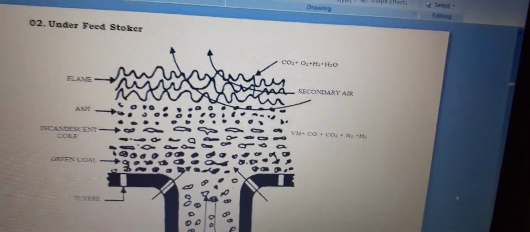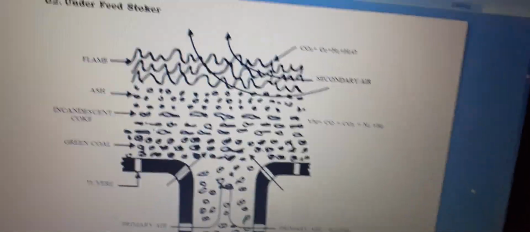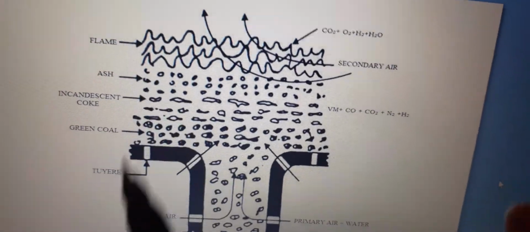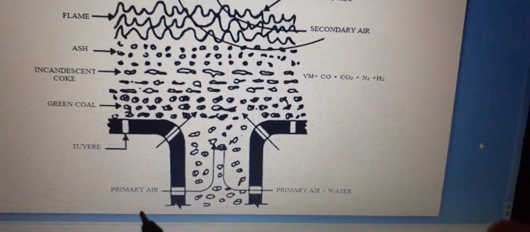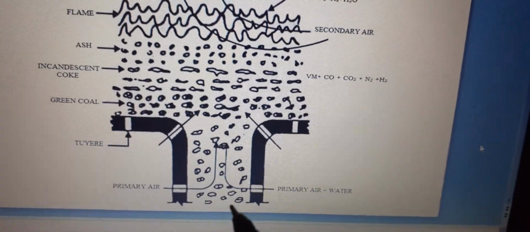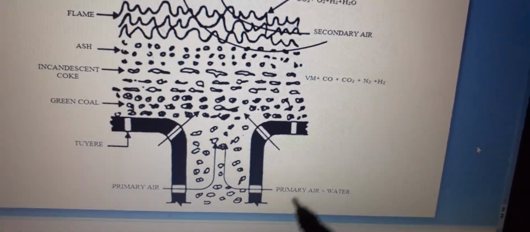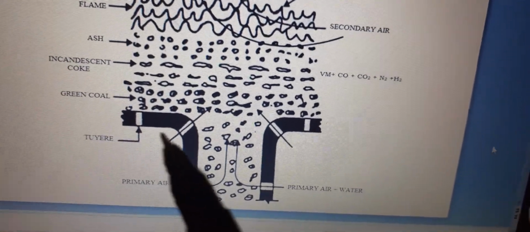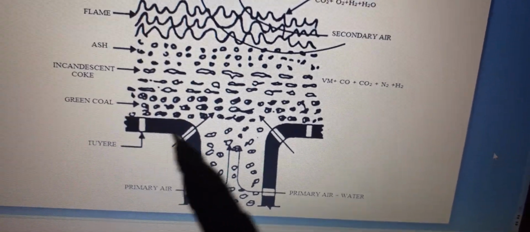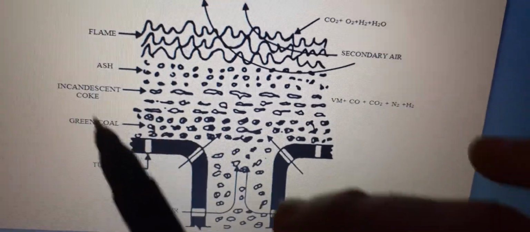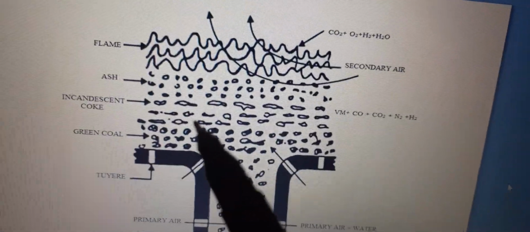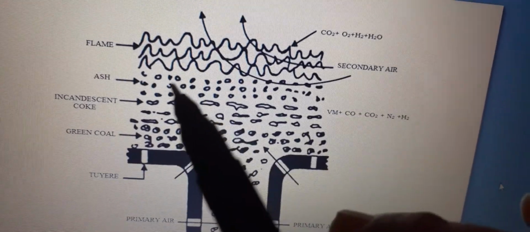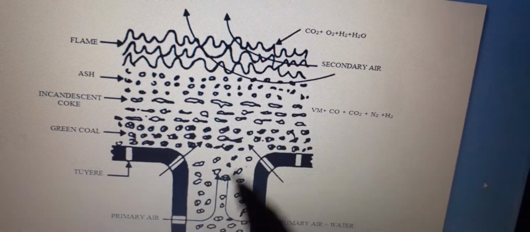And in the underfeed stoker, what comes here, you all can see first of all primary air water from this side, and the tire, on that tire the green coal is lying, and above that incandescent coke is there, and ash and the flame.